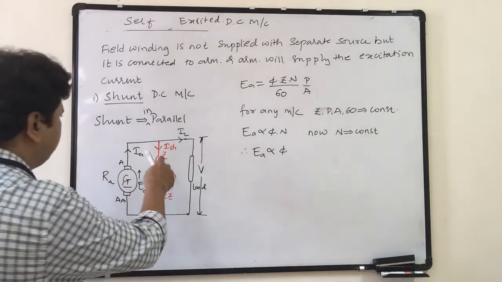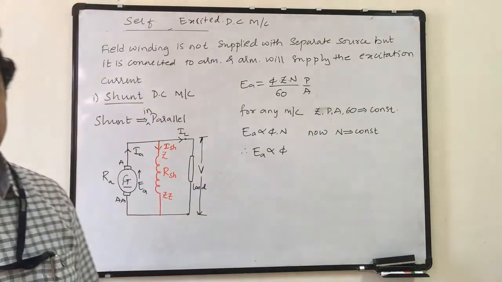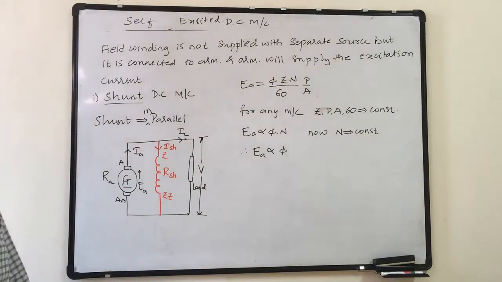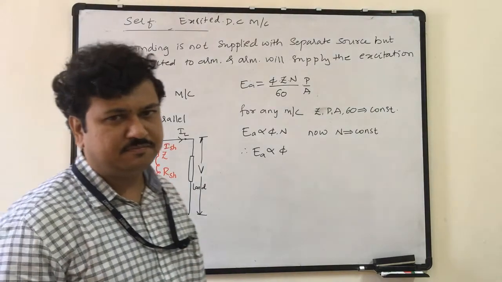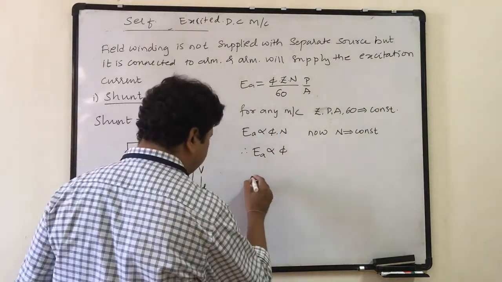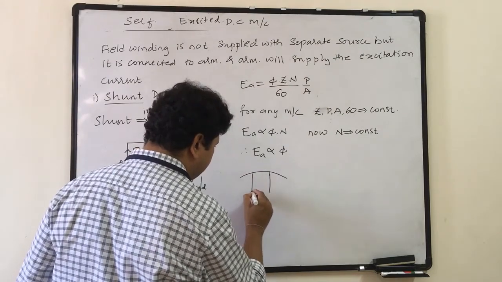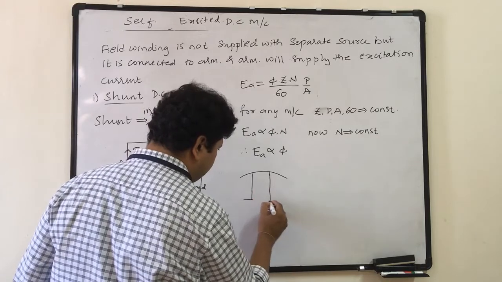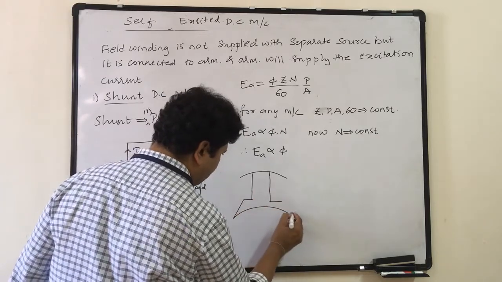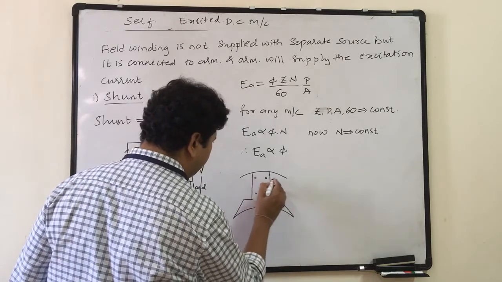Now you observe here, this field winding is not supplied with any source externally, but still it is expected to provide flux the moment the generator starts operating. How is it possible? Now we have these field coils. This is the stator. I will draw only one pole. So I have this field coil.